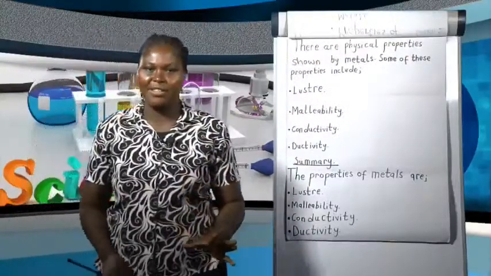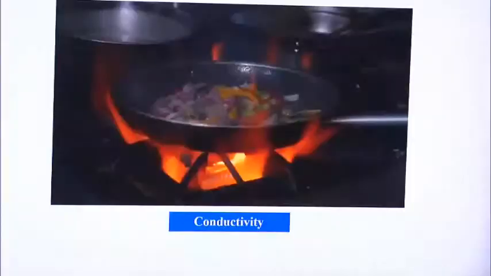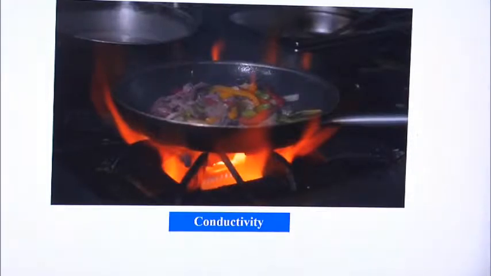Conductivity. And what do we mean by conductivity? Now, when you go to your mother's kitchen, you see that your mother will put water on fire or food on fire. And for some time, you will see that the food is ready. Now the metal, the particles in the metal allow heat to pass through them. So when metals allow heat to pass through them, they show the property of conductivity. They can conduct electricity.